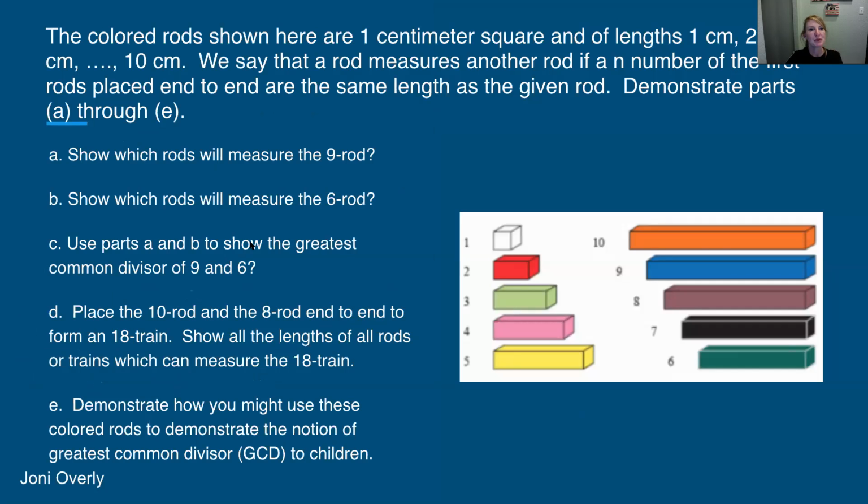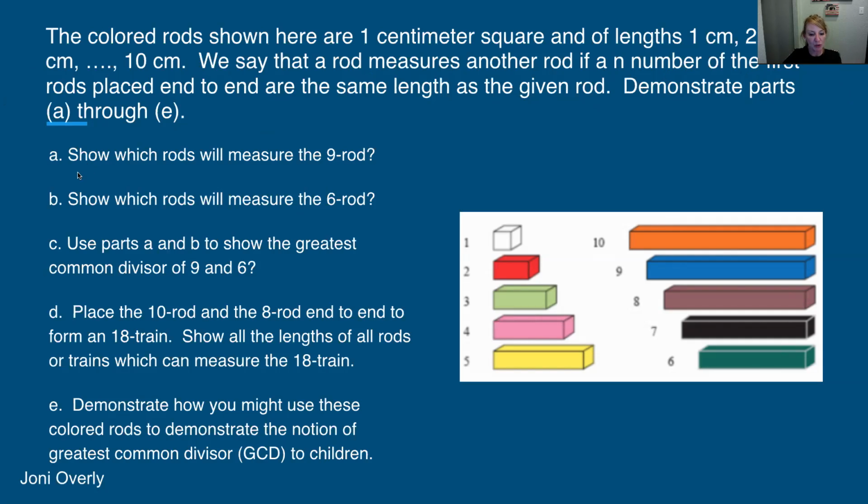So our slide number 3 says the color rods shown here are 1 centimeter squared and of lengths of 1 centimeter, 2 centimeters, 3 centimeters, 4 centimeters, all the way up to 10. So we say that a rod measures another rod if a number of the first rods placed end to end are the same length as the given rod. So we're going to demonstrate the parts of A through E.